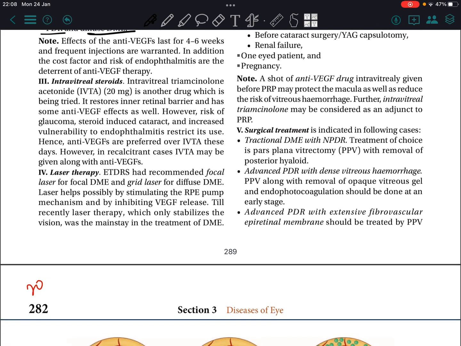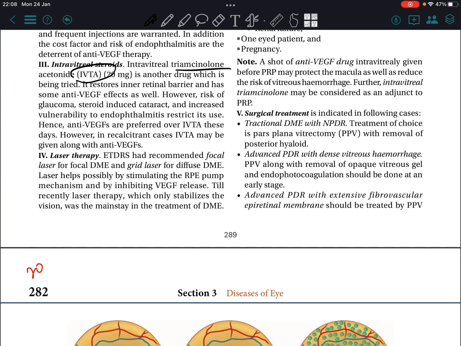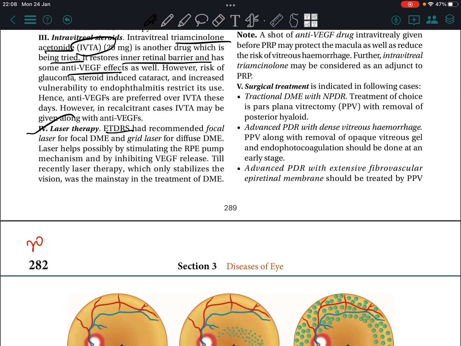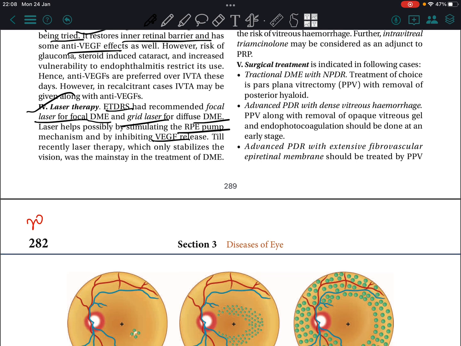Note: intravitreal steroids may be given. Triamcinolone is another drug which is being tried. It restores the inner retinal barrier and has some anti-VEGF effects also. Laser therapy, ETDRS recommendations: focal laser for focal DME, grid laser for diffuse DME. Laser possibly helps by stimulating the RPE pump mechanism and inhibiting VEGF release.